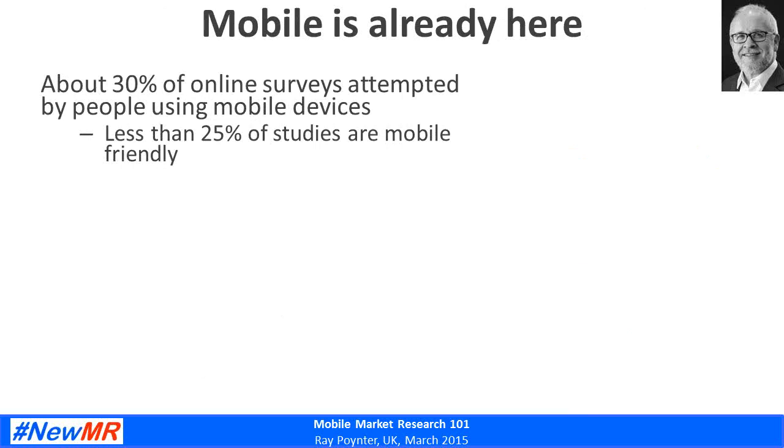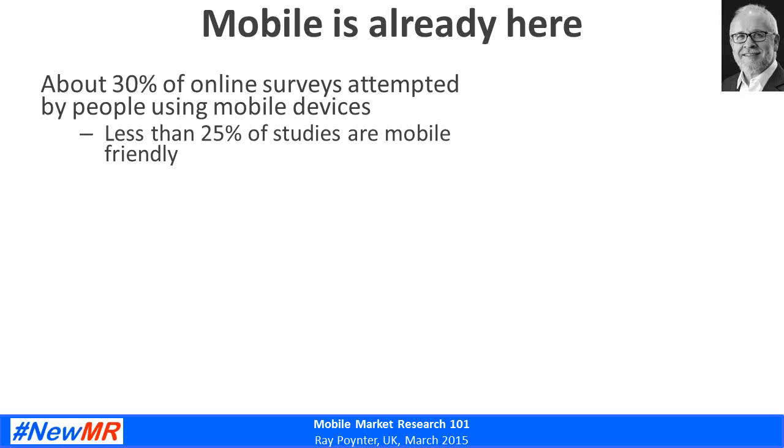About 30% of online surveys are attempted by people using mobile devices. Mobile is already here. People used to talk about when is mobile going to arrive. I used to talk about when is mobile going to arrive. It arrived sometime around 2013, 2014. We're now seeing starts, and I say starts as opposed to completes for a reason, increasingly coming from mobile devices. However, when people have looked at this, they're finding that only about a quarter of studies are mobile friendly.